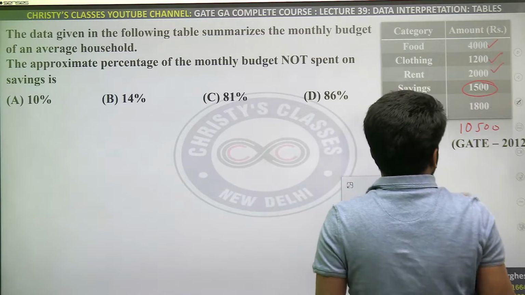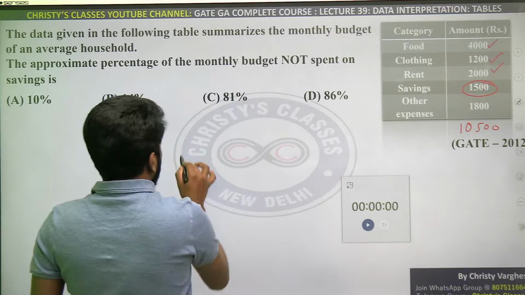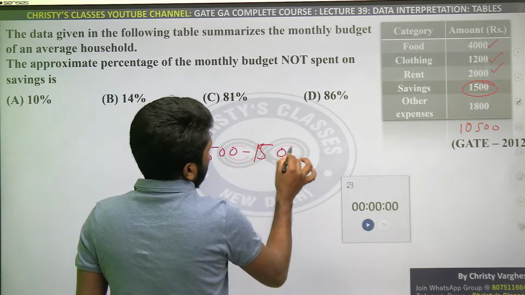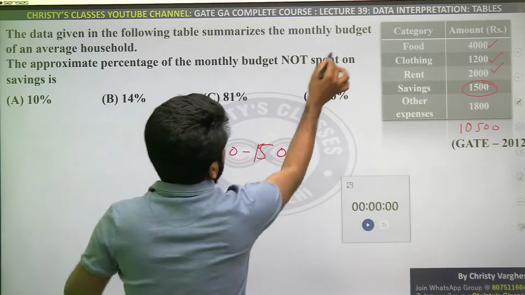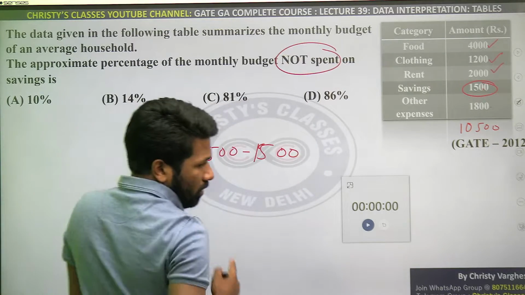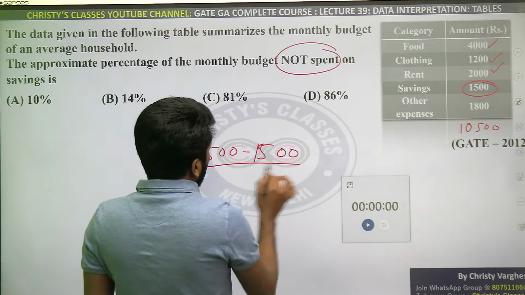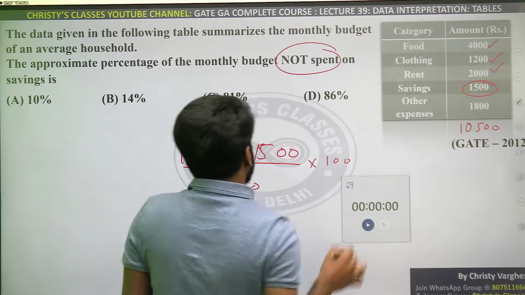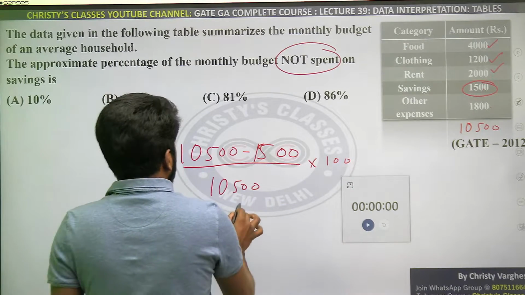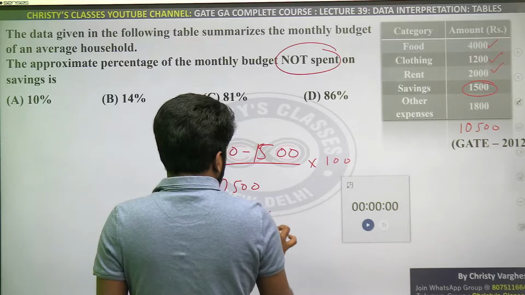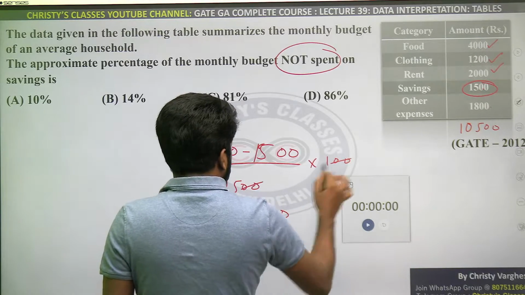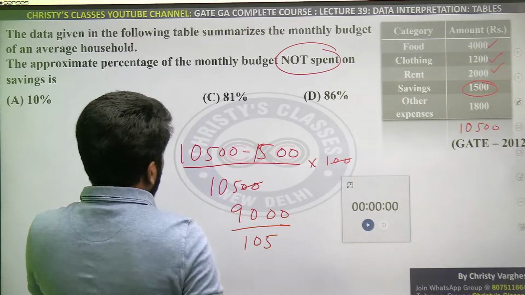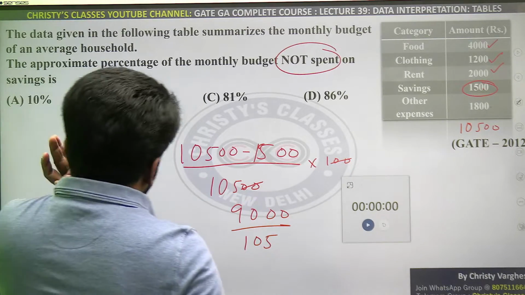Out of that, 1,500 is spent on savings. That means 10,500 minus 1,500 is not spent on savings. Don't miss the word not there. Out of 10,500, times 100 is what you need to find, mathematically speaking. That is 9,000 out of 10,500. 9,000, and these two zeros cancel. 9,000 by 105, how much percentage is it? That is what the question is asking.